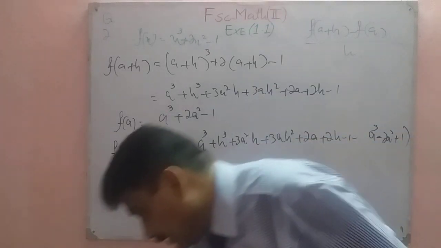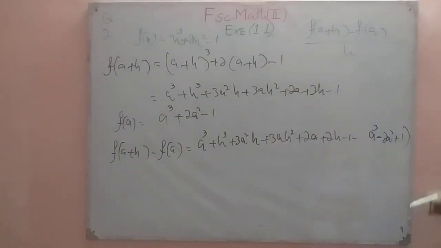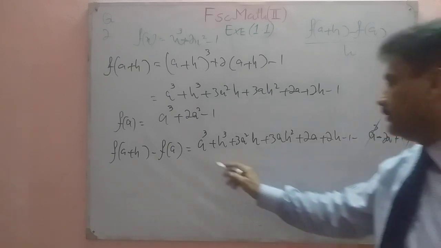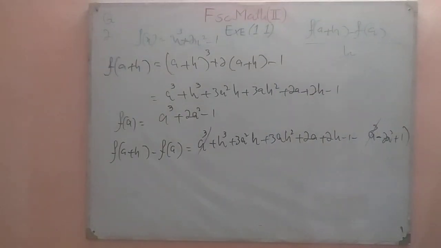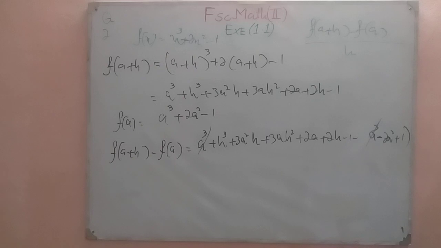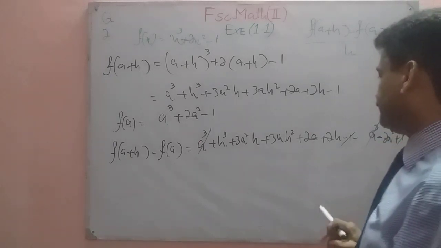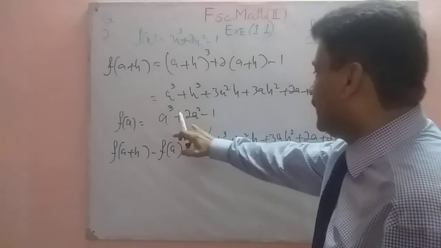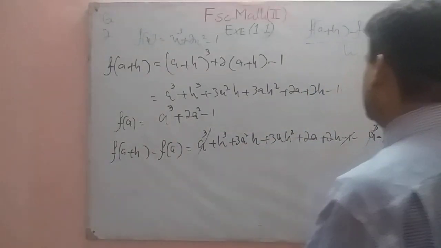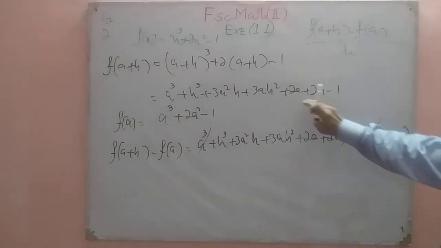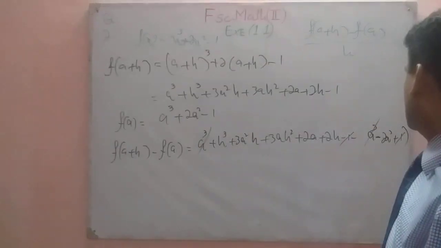Now after cancellation, we cancel a cube minus a cube. This plus 1 is cancelled by this minus 1, and this f(a) 2a square, 2a square.